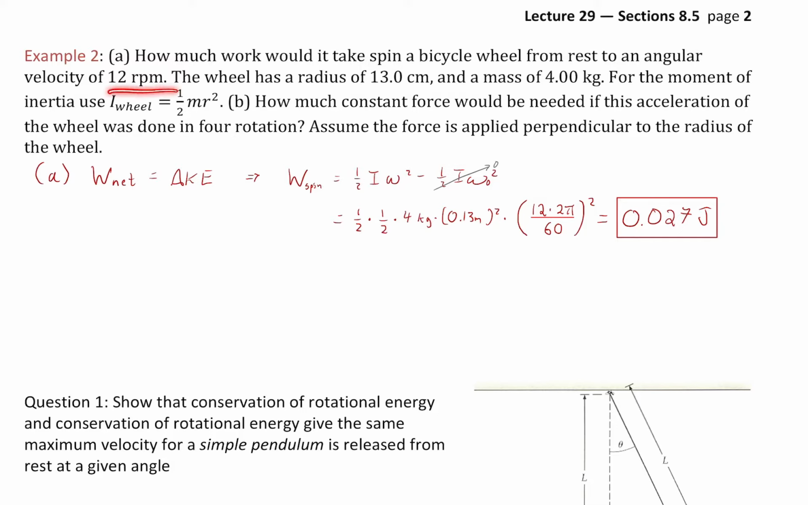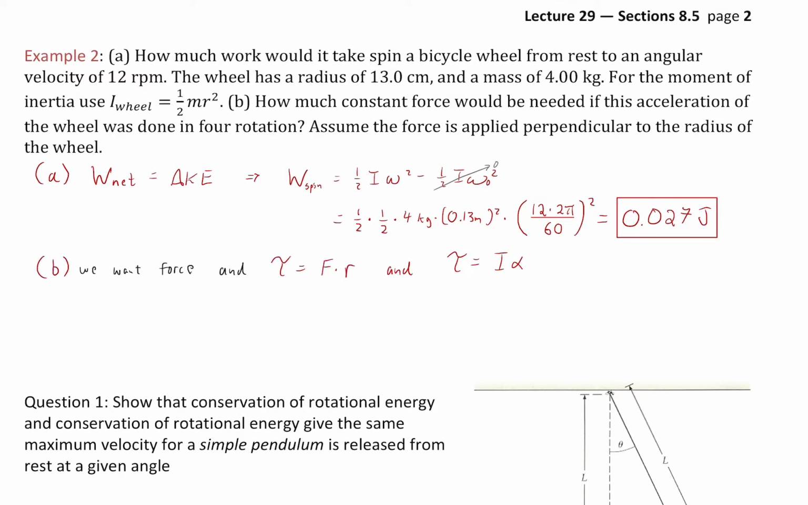And then our omega is going to be 12 RPM. Well, 12 RPM is 12 revolutions per minute. A revolution is 2 pi in terms of radians, so 12 times 2 pi, and a minute is 60 seconds. So what I've done here is just converted 12 RPM into radians per second, which would end up being 24 pi over 60 radians per second, and then remember to square it. And there we have our actual work to spin up the wheel, which is 27 millijoules, or 0.027 joules. So not a lot of energy, but it wasn't a very massive wheel.